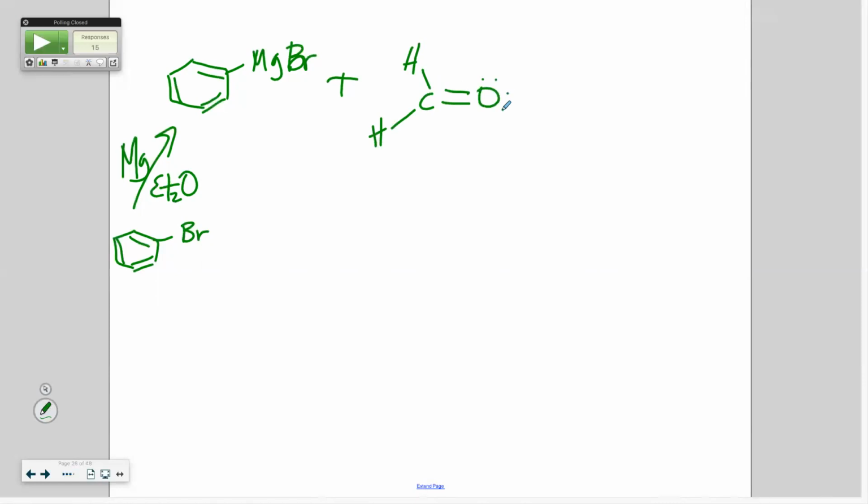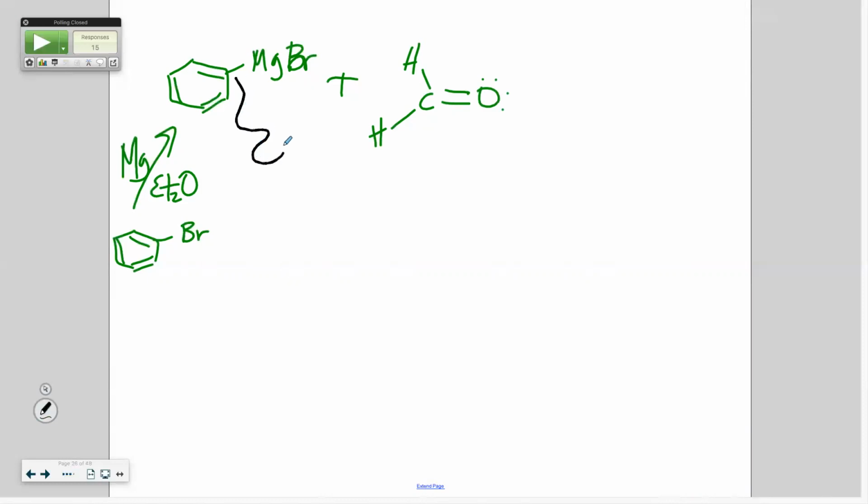Okay, I got the electrons on there this time. Okay, now what happens? Where do we go? What can you tell me about the carbon that's attached to the magnesium of a Grignard reagent? What is its delta? Delta what? Negative. It's negative. Negative goes to positive. So where am I going?